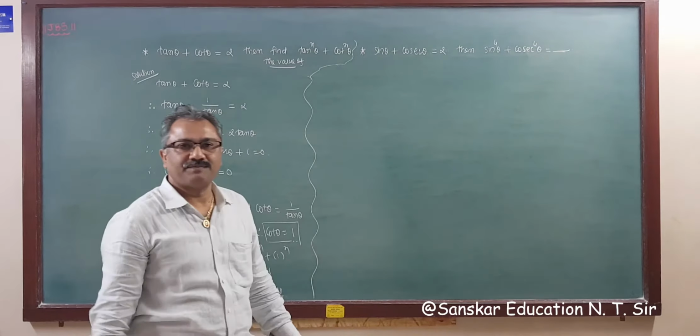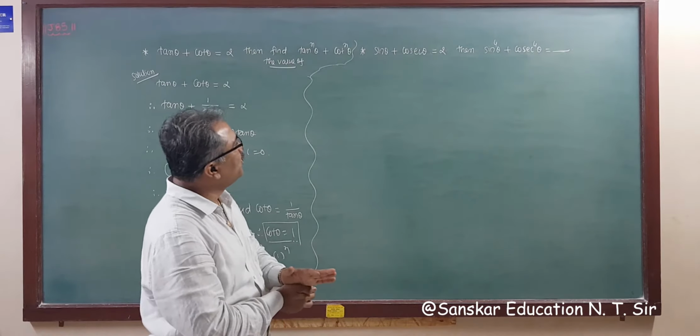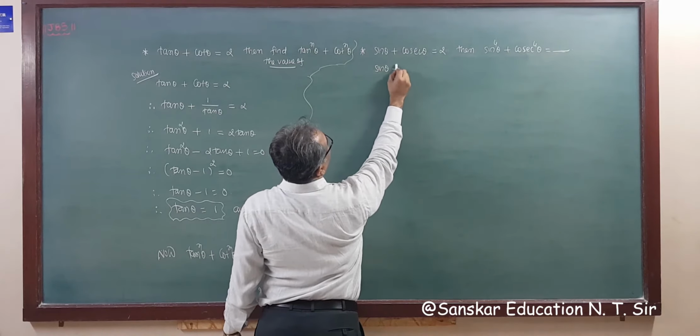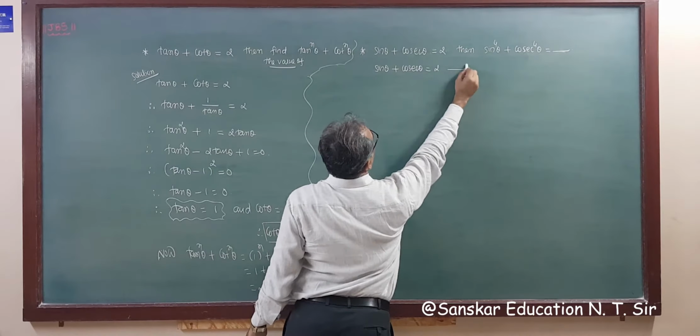This is your question. So this is given, sin theta plus cosec theta is equal to 2. So I am proceeding with this in another way. I am solving this in another way. This is number 1 given.